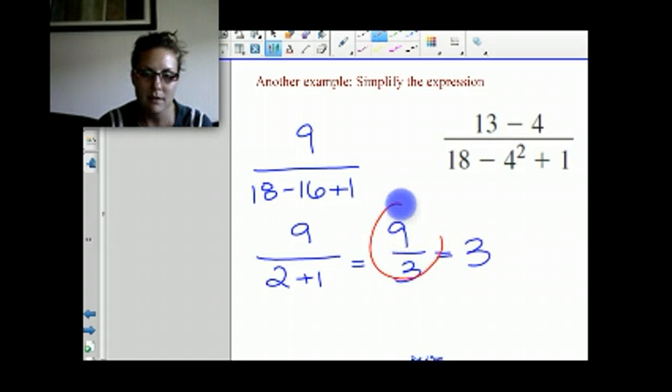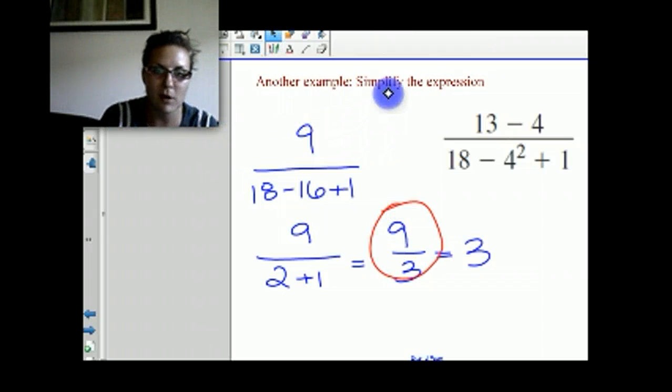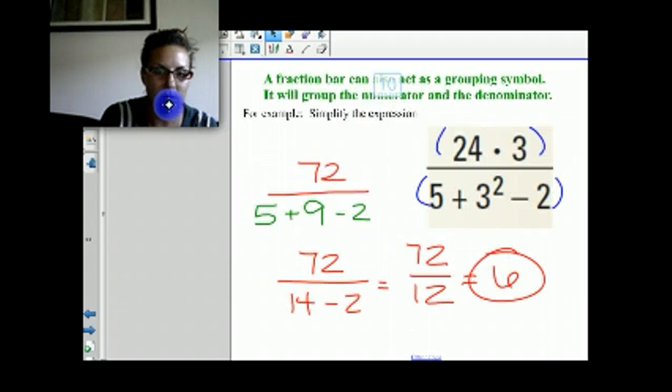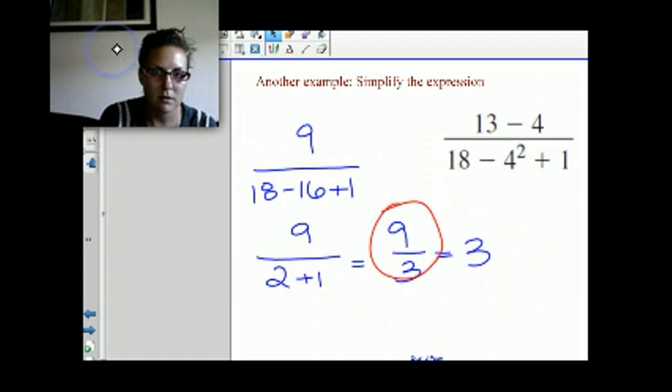Do not leave a fraction unsimplified. It says right here, simplify the expression. Whoops, what did I do? There we go.